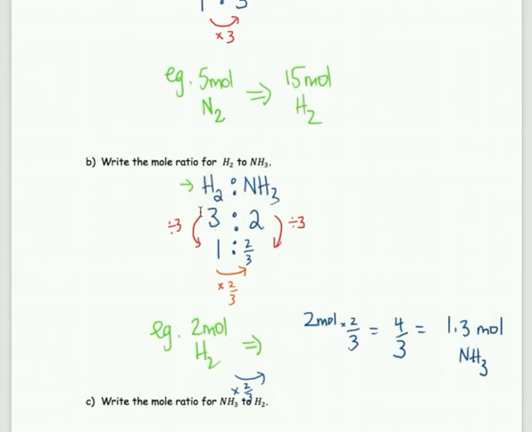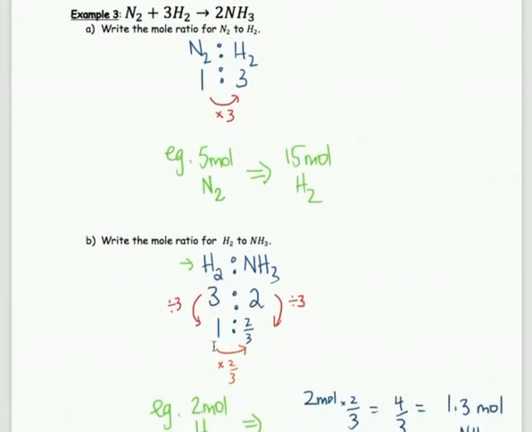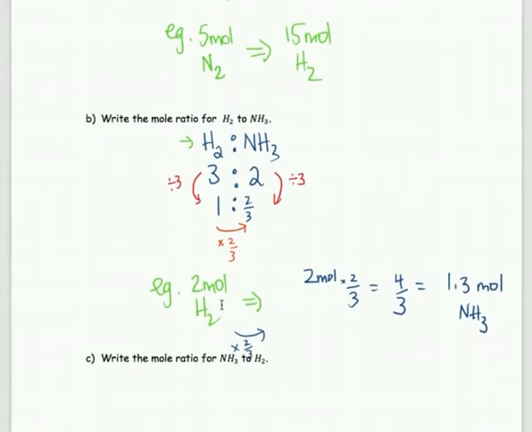We write the ratio according to our balanced chemical equation here, 3 to 2. And then we want to get it dropped down to a ratio of 1 to something. So we want to drop the one that we know down to 1. I need to divide by 3 to get to 1, so I'll divide the other side. Now I know it's a 1 to 2 over 3 ratio. If I have 2 moles, then I just need to multiply by 2 over 3 to get to 1.3 moles of ammonia.